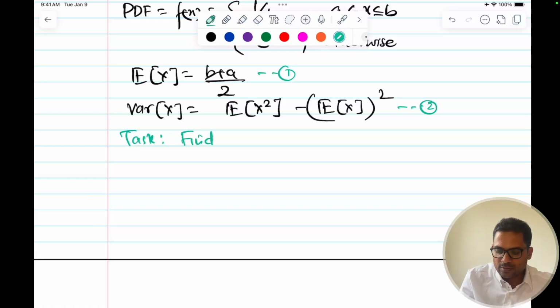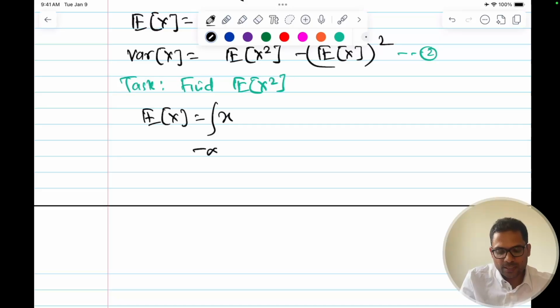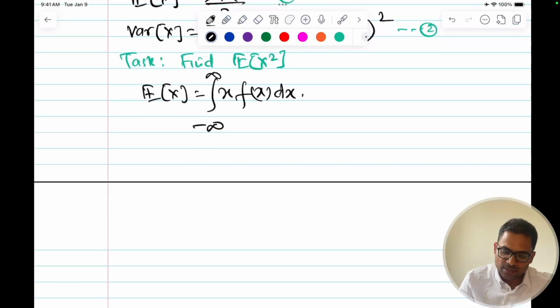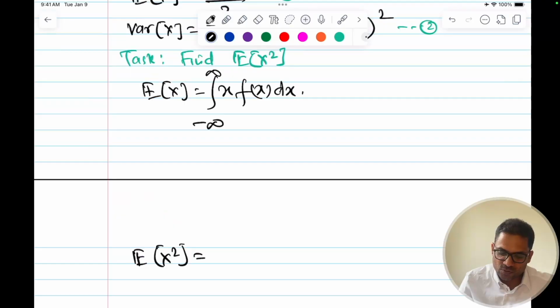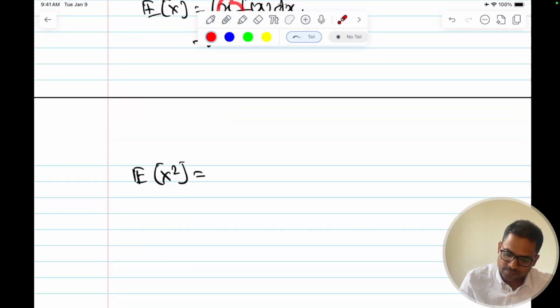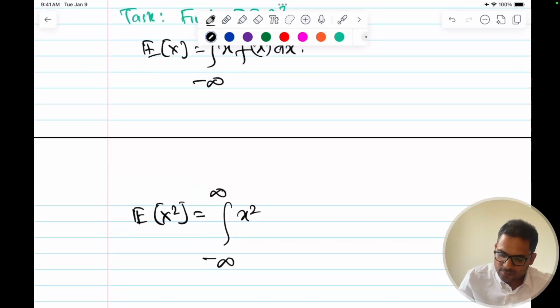Now let's find expectation of x square. You know the formula for expectation of x is equal to integral from minus infinity to infinity of x into f of x dx. Similarly, what will be the expectation of x square? Simple, replace this x with x square. Integral from minus infinity to infinity of x square into f of x dx.